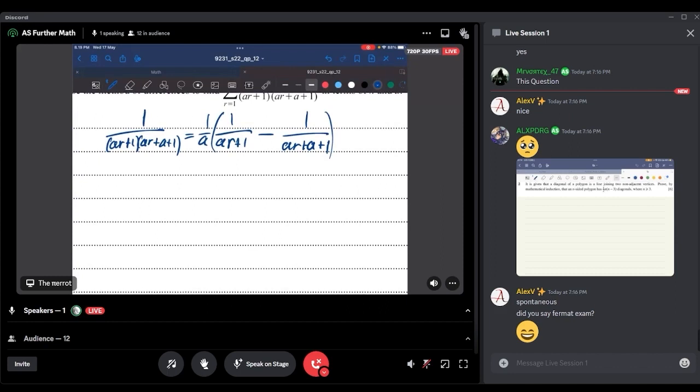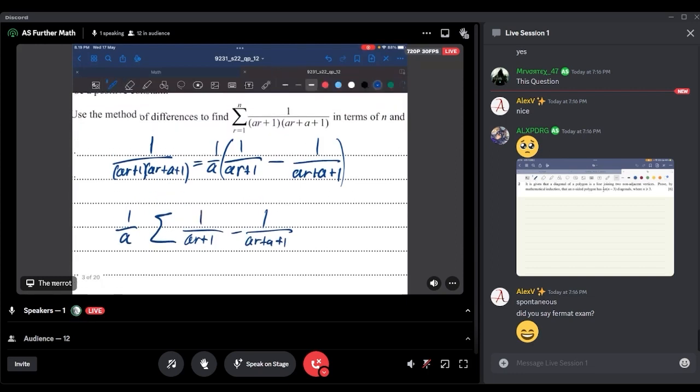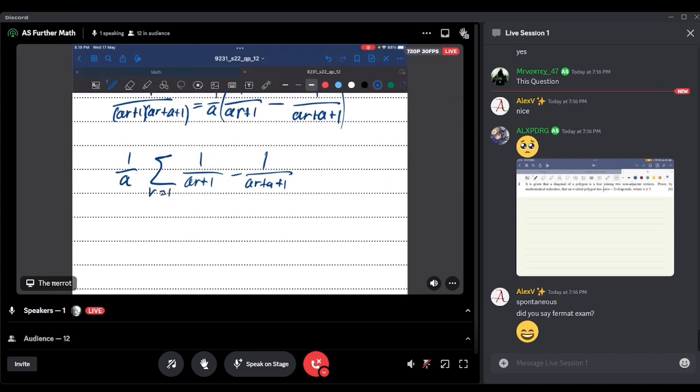And now, let's put it back into the summation. We can extract the 1 over A out. So 1 over A, summation, 1 over (Ar plus 1) minus 1 over (Ar plus A plus 1). And this goes from 1 to n. But notice that Ar plus A is just A times (r plus 1). So you can see that this is exactly a method of differences, with one term ahead, one term difference.